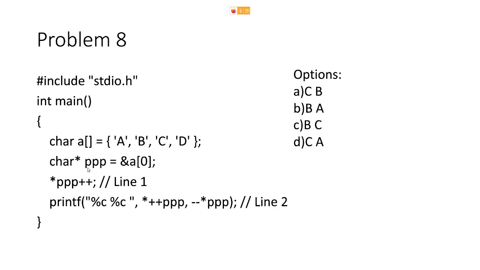The address of A is being assigned to the pointer variable. So where is PPP pointing? PPP is pointing to A. Here, right? Pointing to the address of A. Okay, right. Next.